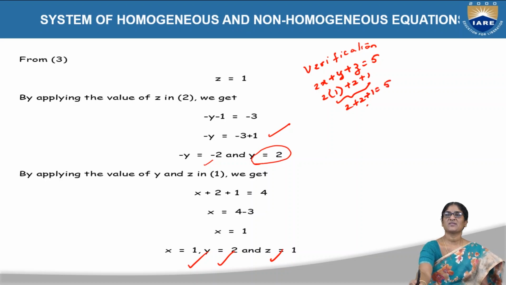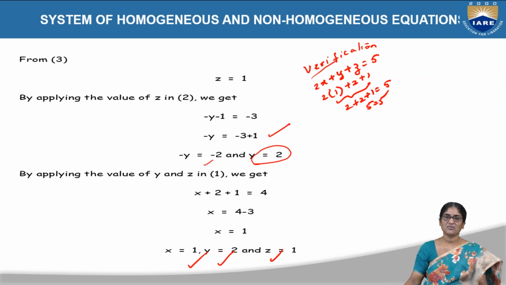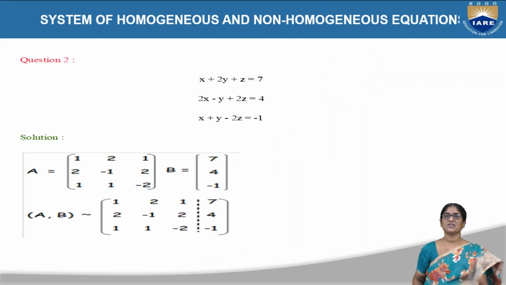So 2 plus 2 plus 1, 5 is equal to 5. So whatever answer you are getting is the correct one. So this is the facility. After finding the solutions for a linear equation, you can check your answer yourself by substituting that answer in any one of the equations. That should satisfy. So in this way, we can find the solutions of non-homogeneous equations.